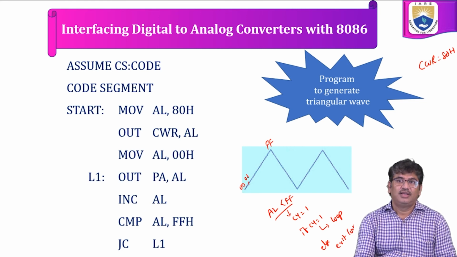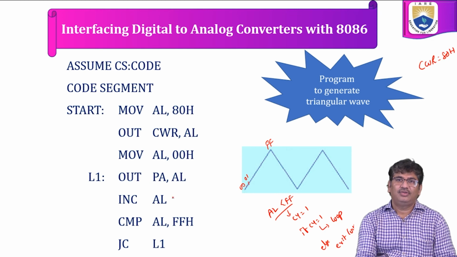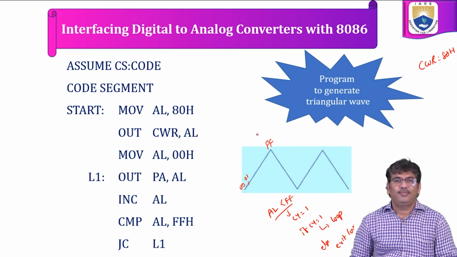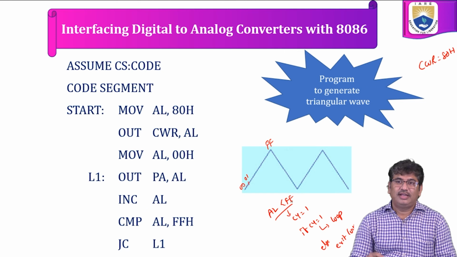When the AL content is less than FF, we are going to lie in this region. So then you go for this label and send that value. This will be repeated until the AL contents reach FF. Once it reaches FF, then we have to go for a declining manner.